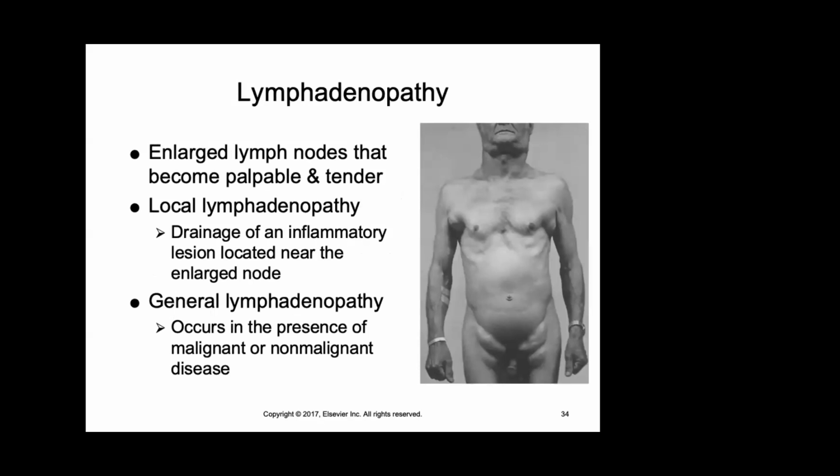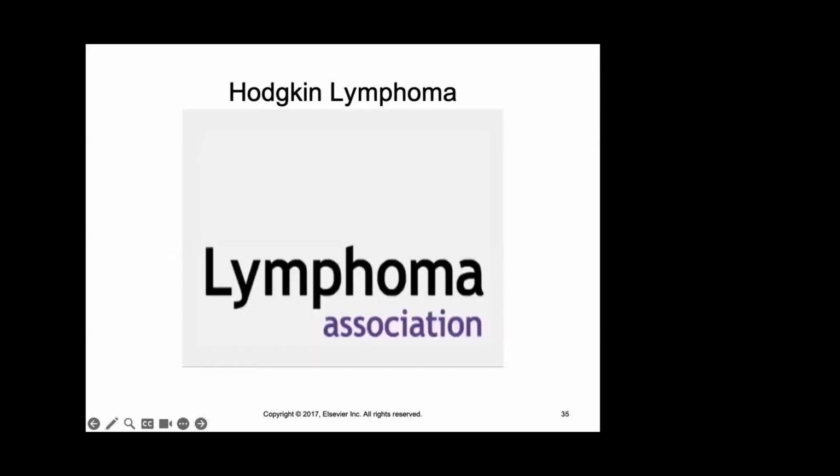General lymphadenopathy occurs in the presence of malignant or non-malignant disease. So what you're talking about here is that the nodes that are dealing with the drainage, all right, are going to be the ones that are working the hardest and the ones that swell up and hurt. Okay. So this is why, for instance, if you have, say, an abscessed tooth, you may get an enlarged lymph node in your neck. Or if you have a lung infection, you may get enlarged lymph nodes in the axillary region, in the armpit. Okay. What you're seeing here is just generalized lymphadenopathy in the panel to the right. Okay. Let's take a look at lymphoma.